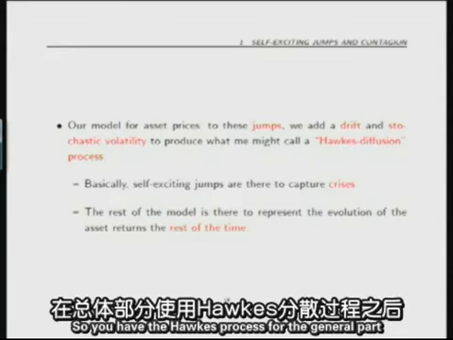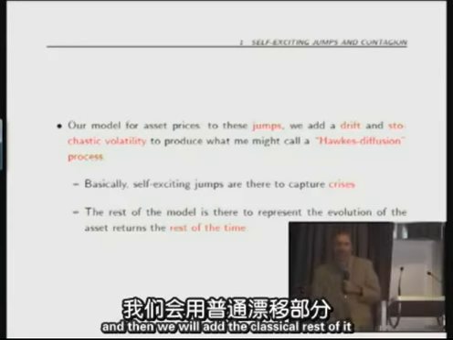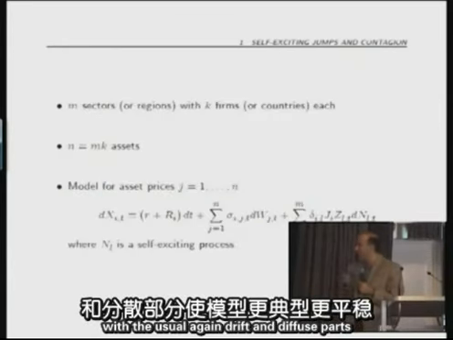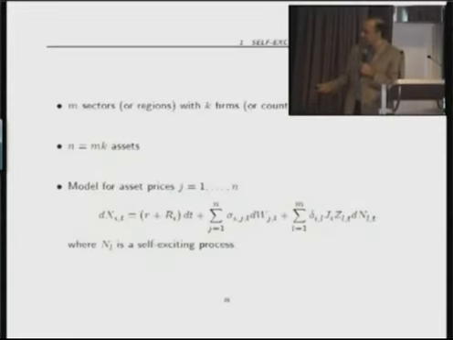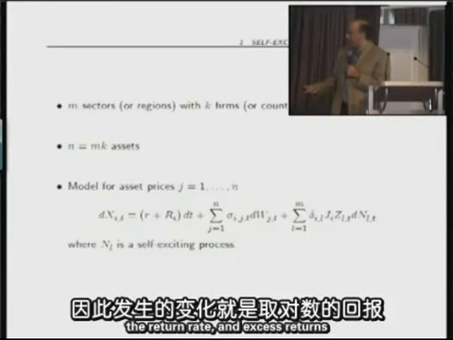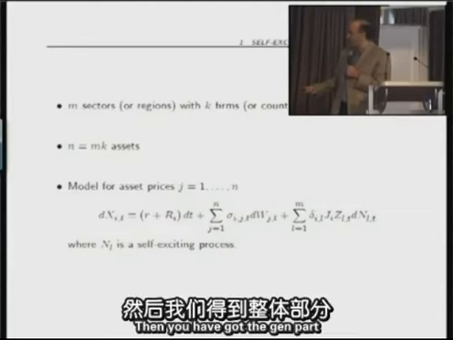So you have the Hawkes process for the jump part, and then what we're going to do is add the classical rest of it, the usual drift and diffusive part. Okay, so this is what the model looks like. These are log prices, so changes are log returns. The risk-free rate, an excess return, a stochastic volatility, a Brownian motion, and then you've got the jump part.